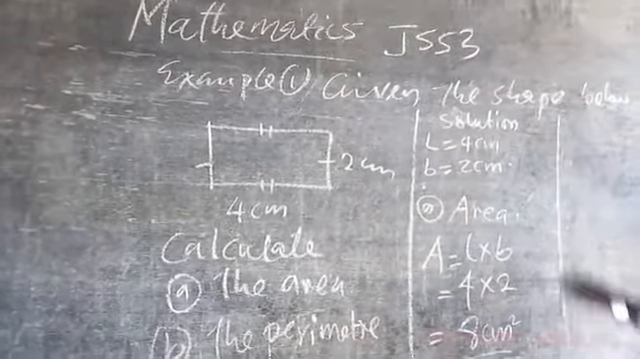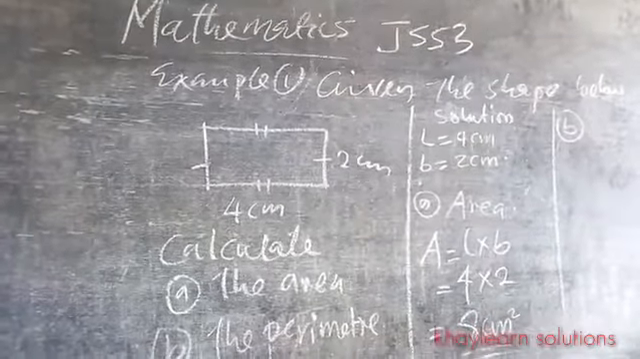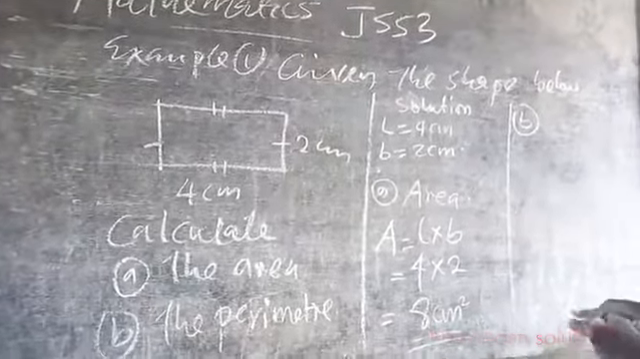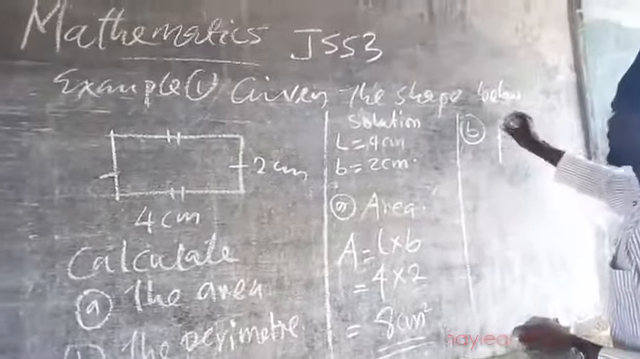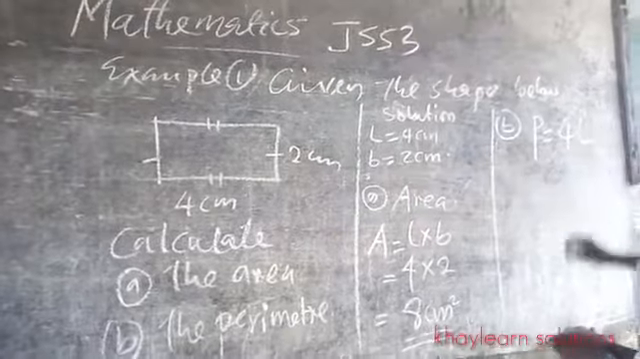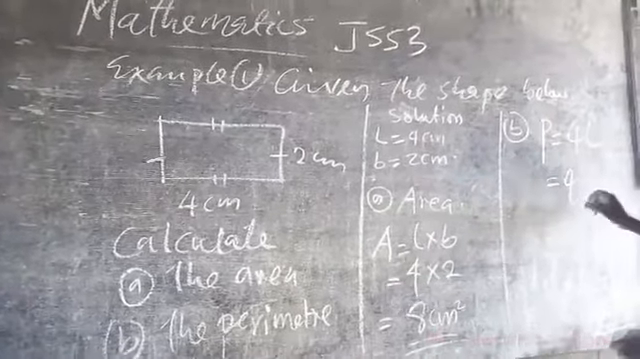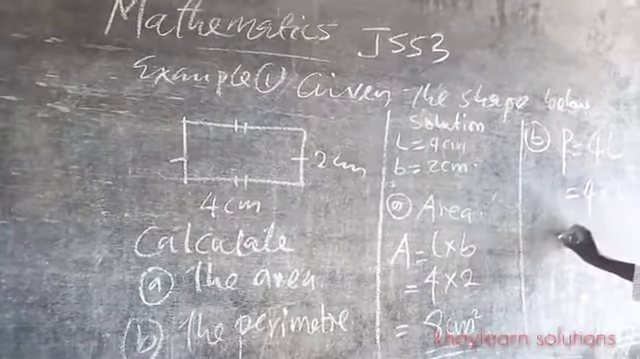Now, the second question, B, said we should find the perimeter, and I told you the perimeter P equals 4L, and this is equals to 4 times the L.